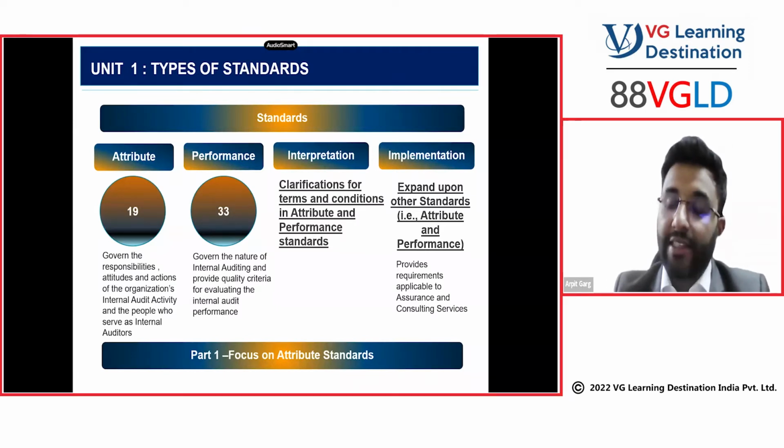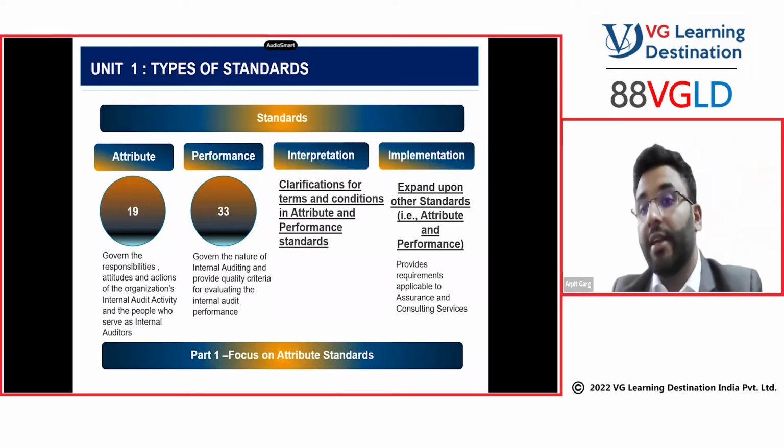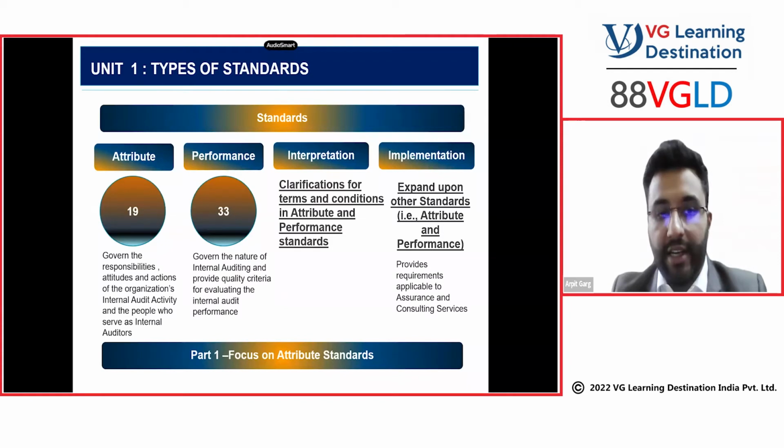The attitude that is expected out of the internal audit function is this. The actions that are expected out of the internal audit function is this. So basically, it's covering the internal audit activity or the internal audit function, and it is also telling the same thing to the individual internal auditors. So are you clear? What does it say? Can you all read it together now?